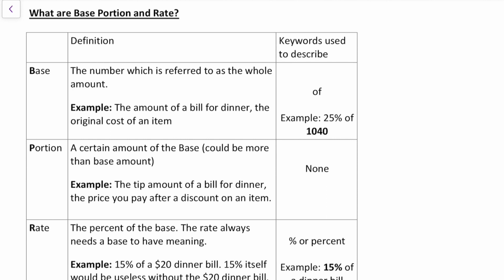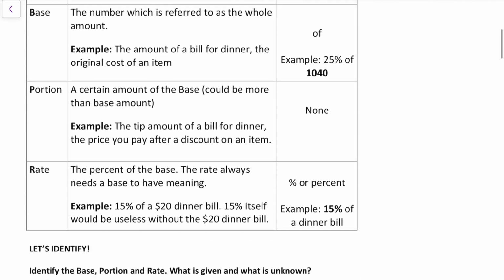A portion is an amount of the base. So the tip for dinner, how much you've paid after a discount, those are all a portion of the base. Now, most of the time, the portion is a smaller number than the base, but not all the time. If you have a rate or a percentage that is over 100%, your portion is going to be more than the base. So there are cases where the portion is bigger. So don't always assume that the smaller number is the portion and the bigger number is the base.